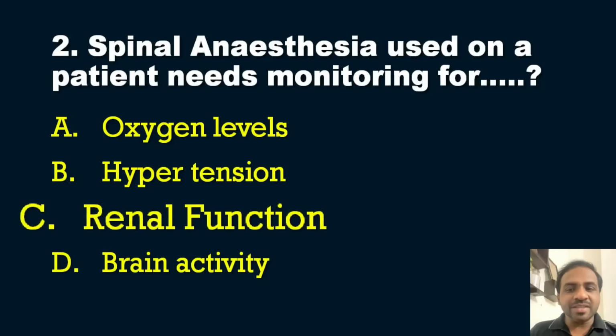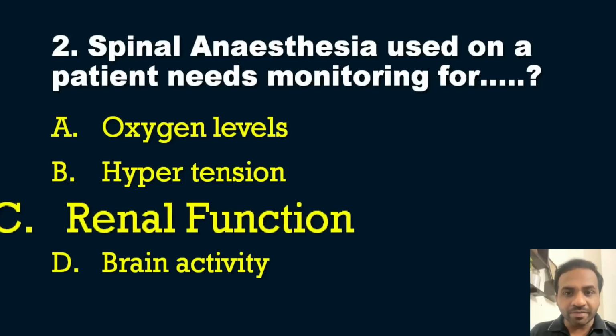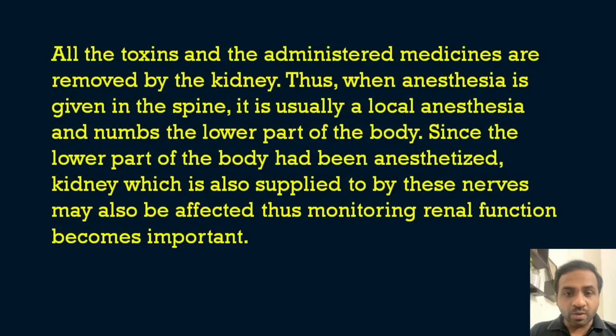The answer for this question is option C, renal function. Why, we will explain in the explanation session. We know that all the toxins and administered medicines are removed by the kidney. When anesthesia is given in the spine, it is usually a local anesthesia and numbs the lower part of the body. Since the lower part of the body has been anesthetized, the kidney, which is also supplied by these nerves, may also be affected.